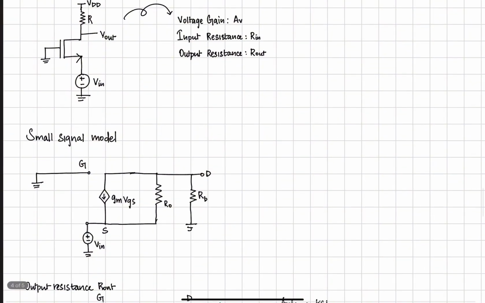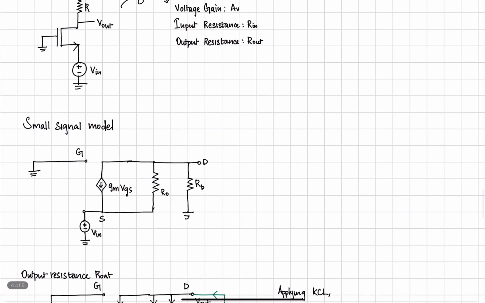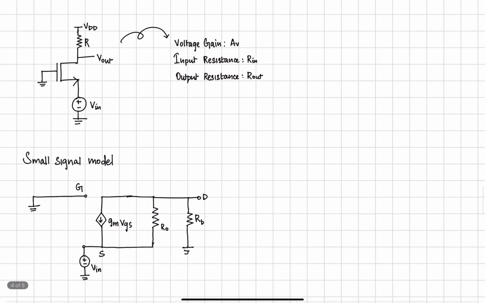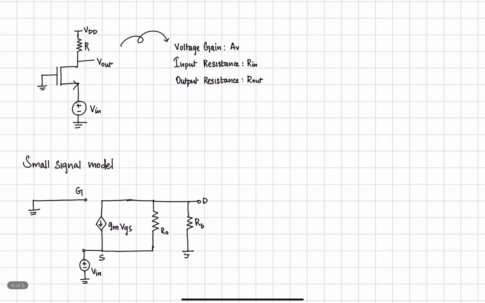Here I've drawn the common gate amplifier's small signal model, and I have included the internal output resistance RO that is connected between the drain terminal and the source terminal, and RD is connected to the drain and to VDD, and VDD is grounded in the small signal model. As usual, we will analyze the three important parameters, which are the voltage gain, input resistance, and the output resistance.